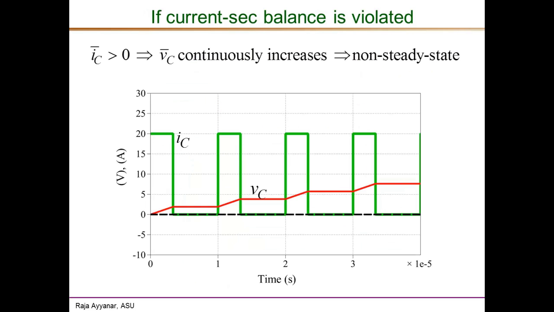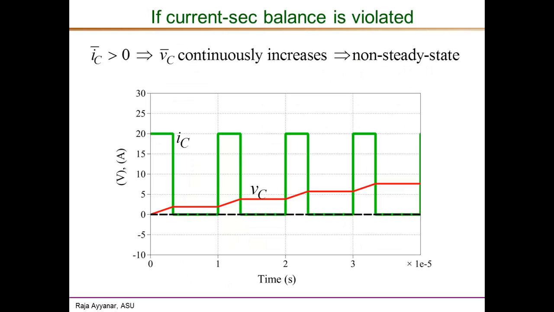Now, if I apply a case where IC bar is not equal to 0, the average value actually is positive, as shown in this figure. Actually, there is no negative current at all, therefore the average is clearly positive. If you look at the corresponding capacitor voltage, you can see that its average value is monotonically rising. When you apply this positive current pulse, the voltage begins to rise, and when the current is 0, the voltage remains constant at this value. Then again a positive pulse increases it, and so on. So the voltage continuously increases, and that is non-steady state.